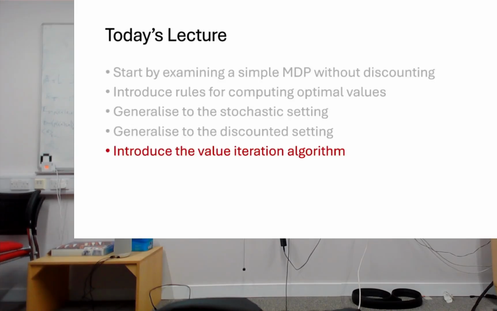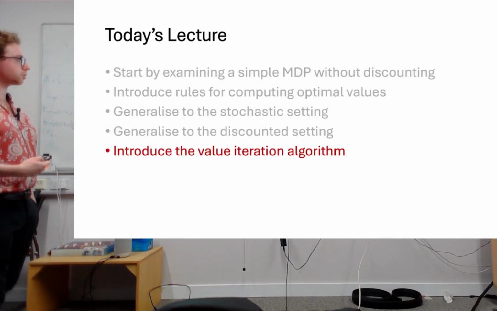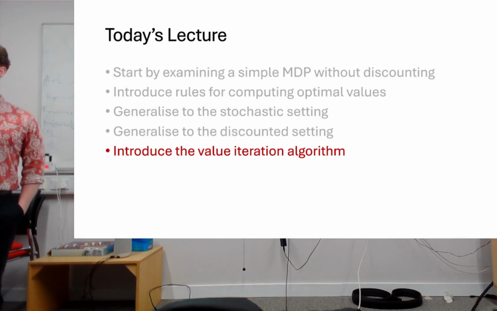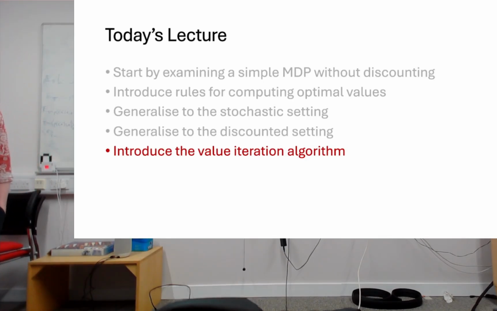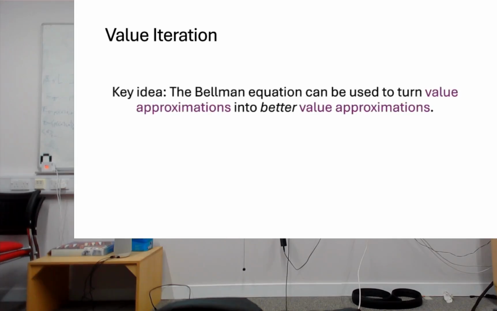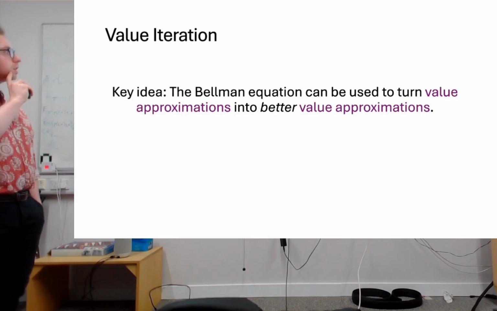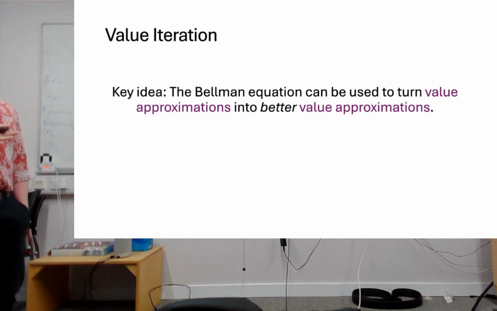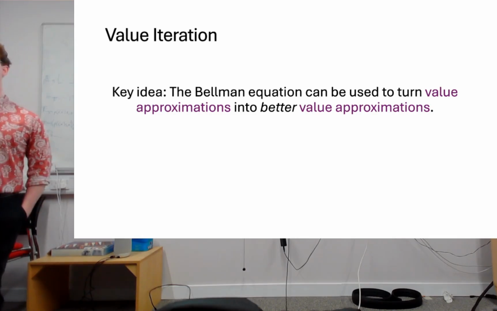Fantastic. Okay, the last thing we're going to do is introduce the value iteration algorithm, which, as I said, is going to also give another meaning to the discount factor and another way of understanding it and interpreting its role within reinforcement learning. So, the key idea of value iteration is that the Bellman equation, any Bellman equation, can be used to turn value approximations into better value approximations.